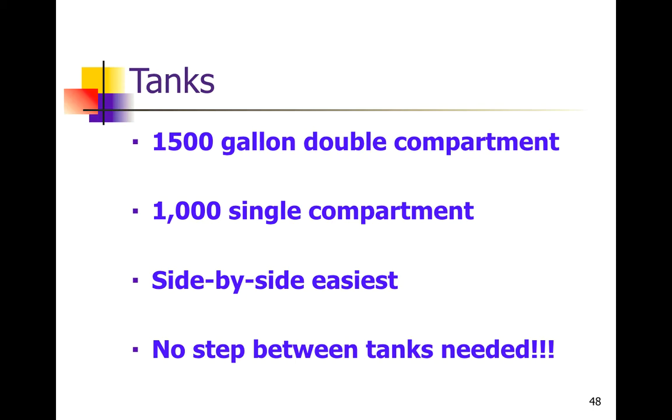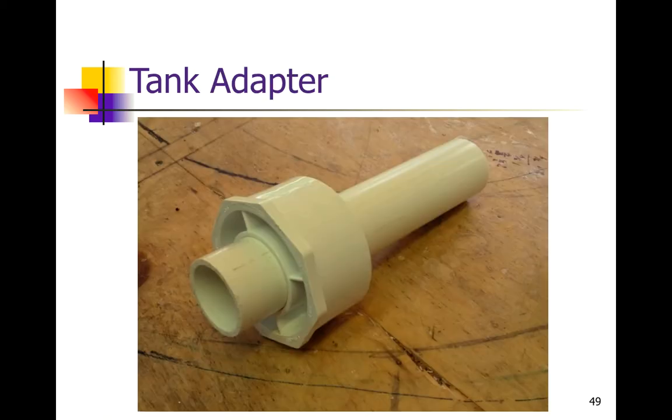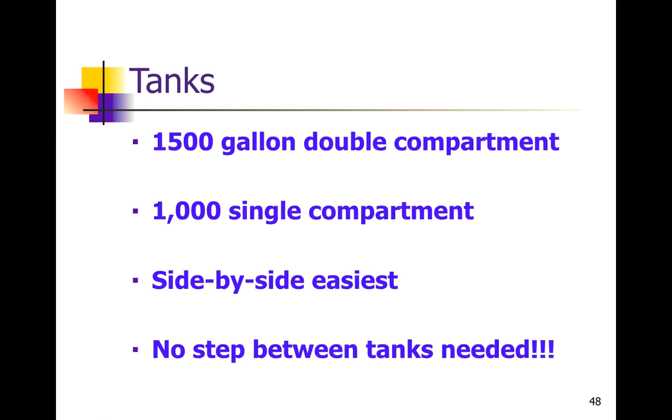We, at minimum, will be using a 1500 double compartment tank as well as a 1,000-gallon single compartment tank. And the easiest installation for these, if the lot will allow you to do it, is a side-by-side installation. What's nice about this is that the tanks can be at the exact same level. You don't have to worry about having one invert higher than the other from one tank to the other. The tanks can be, again, right next to each other. And it's important that the backs of the tanks are also even. We'll show you in the next couple of illustrations.